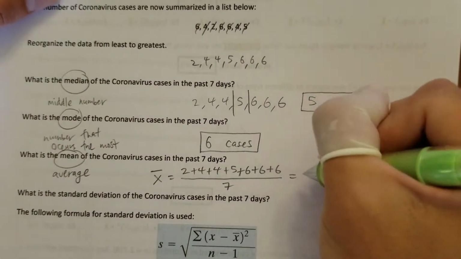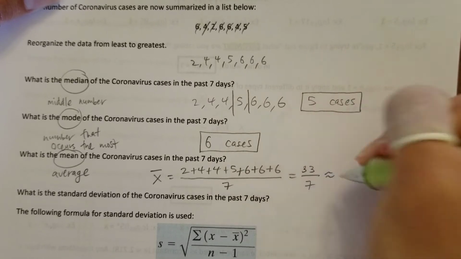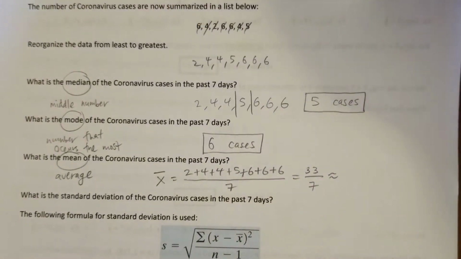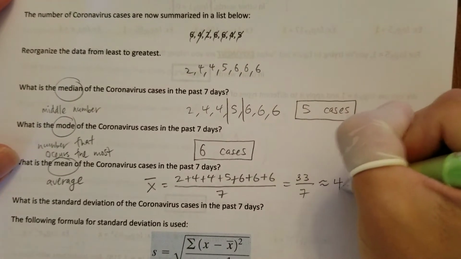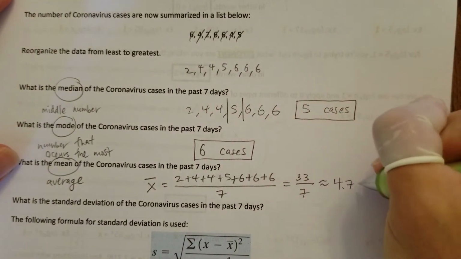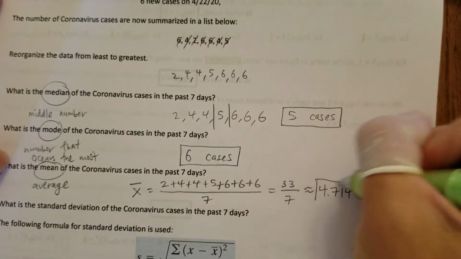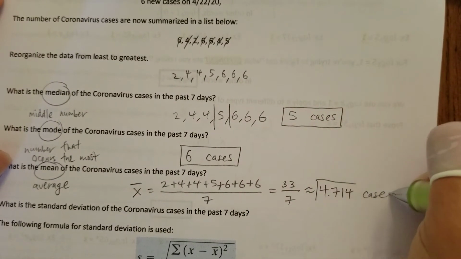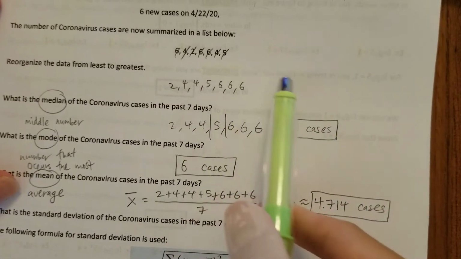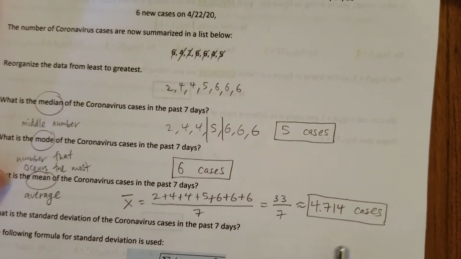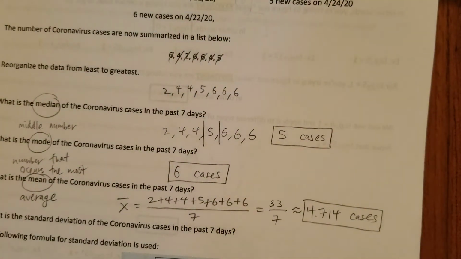2 plus 4 plus 4 plus 5 plus 6 plus 6 plus 6. So this is 33. And you take 33 divided by 7. So 33 divided by 7 is approximately 4.714. So that's the mean. The mean will be about 4.714 cases. So that's the average based off this data set. That means on average we're getting about 4.7 cases a day.